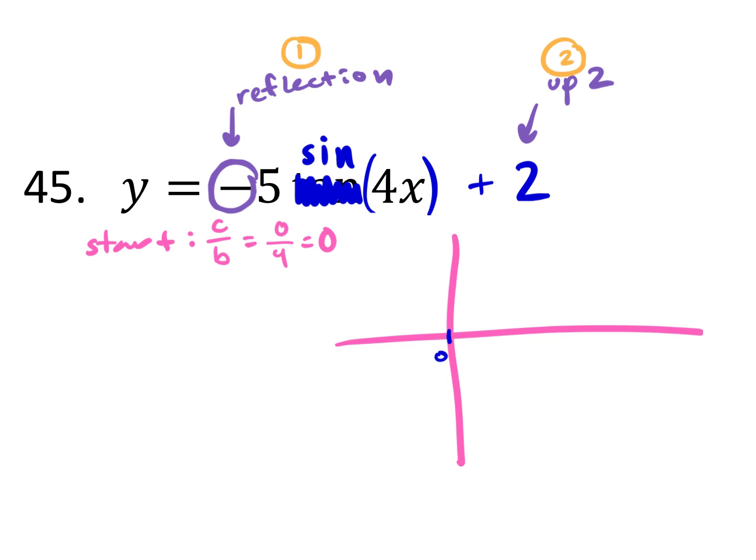Yes, the 2 is D. If you're adding it on the outside, that's your D. That tells you if you move up if you're adding it, or you would shift it down if you're subtracting. My amplitude is 5. So 5 and -5.